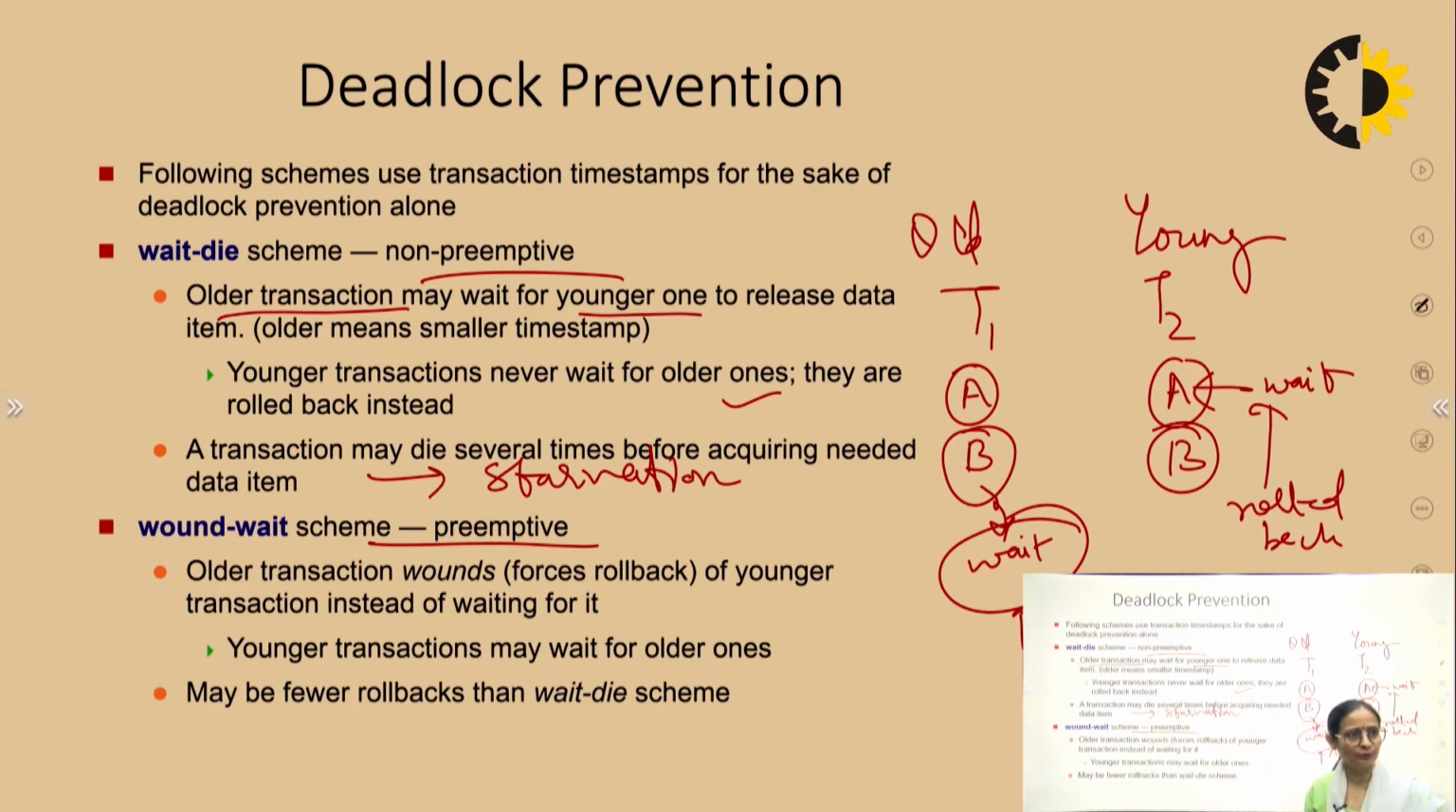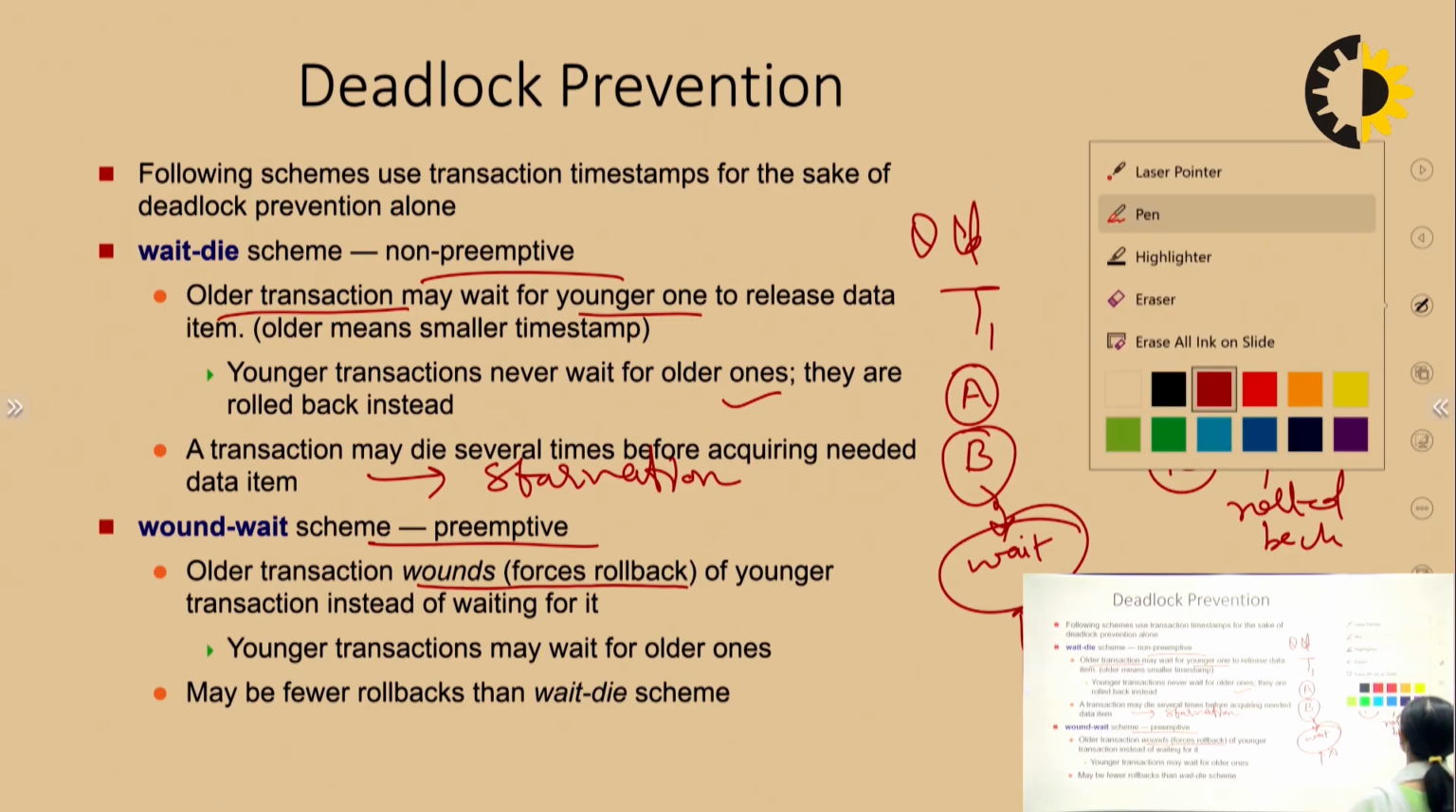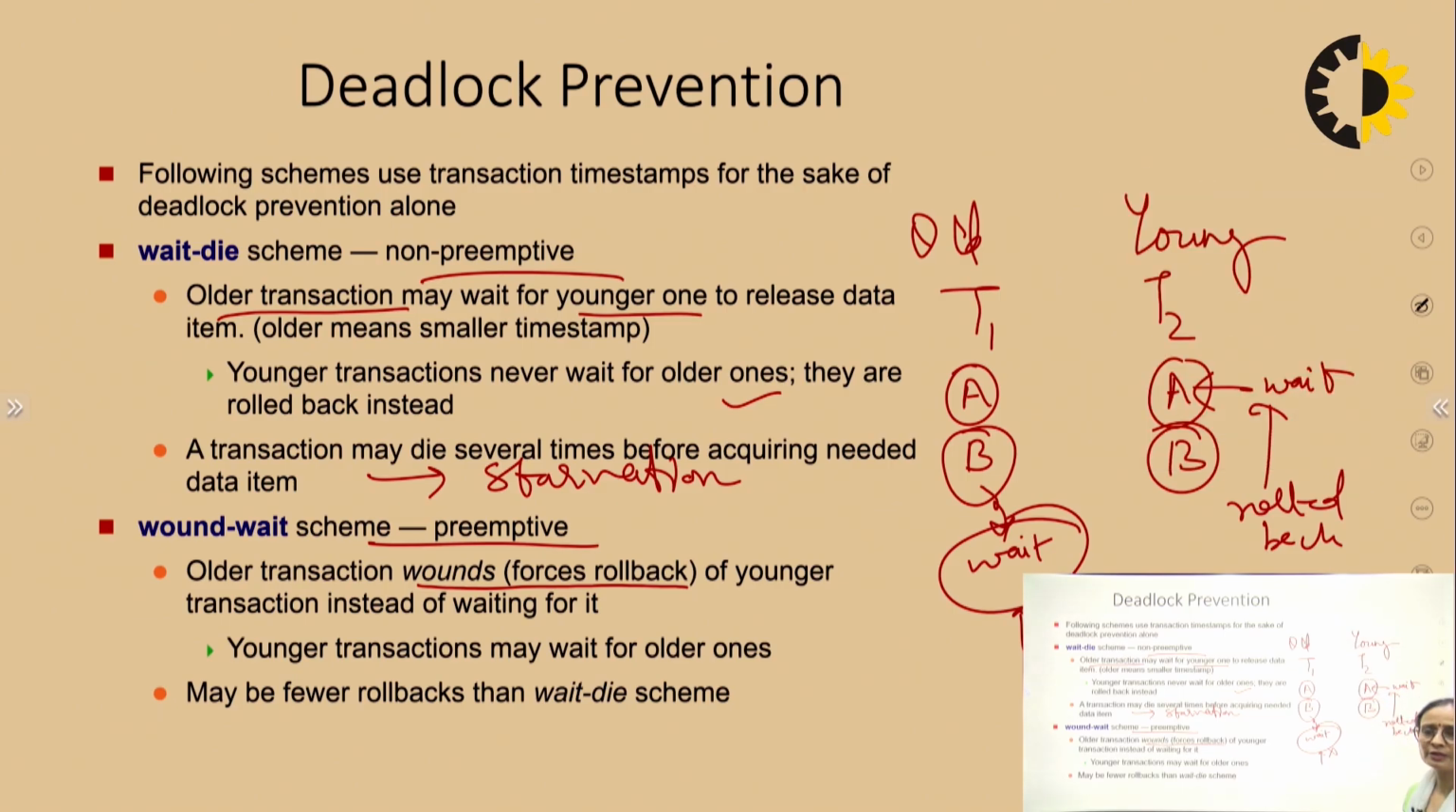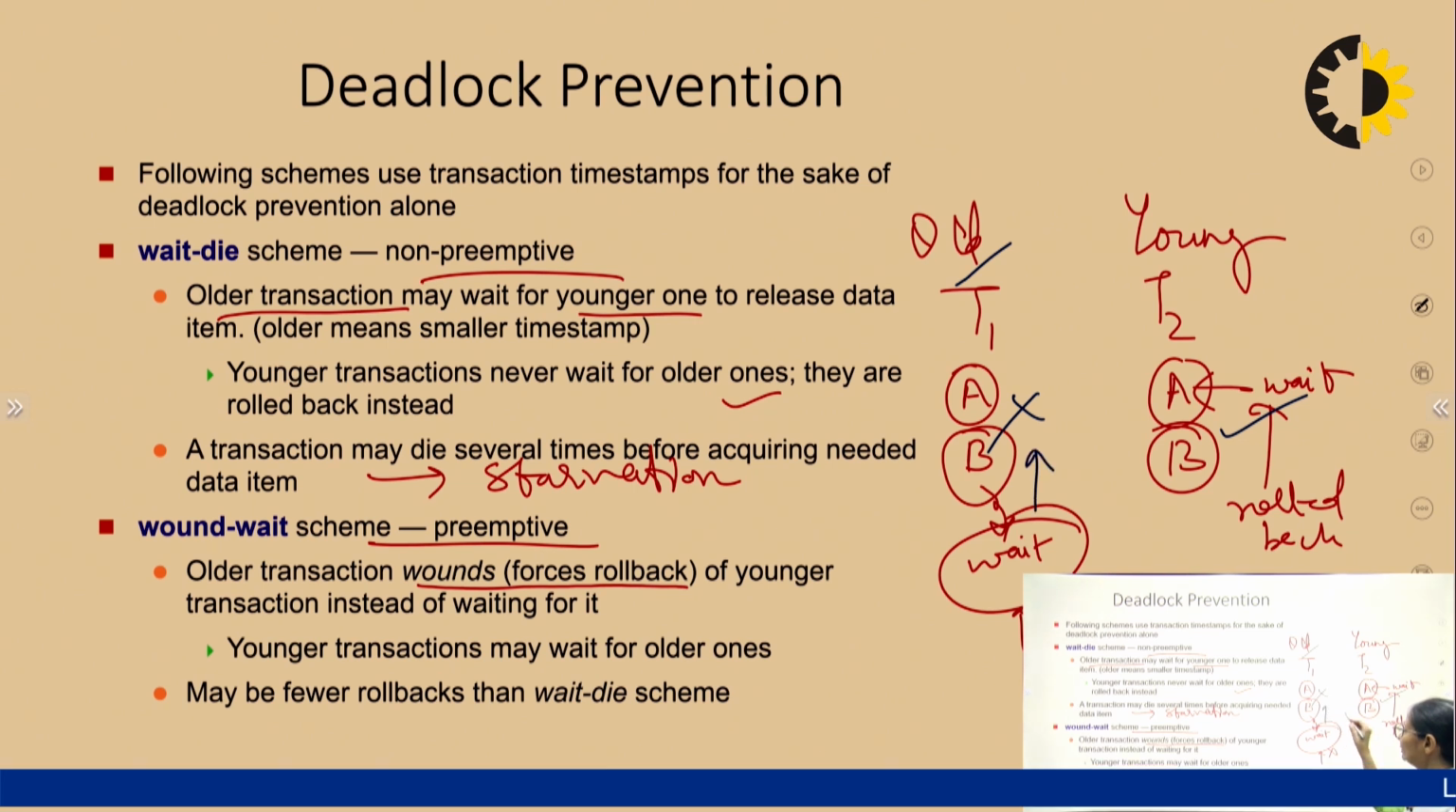Another scheme is the wound wait scheme, and it is a preemptive scheme. What it says is that older transactions wound, that is, they roll back the younger transaction instead of waiting for it. Younger transactions may wait for the older ones. That is what we are saying. If T2 is waiting for T1, then it is allowed. But if T1 is waiting for T2, then it is not allowed. Why? Because T1 is the older transaction and it needs to be rolled back in this case. So it is preemptive, that is, we are forcing the rollback.